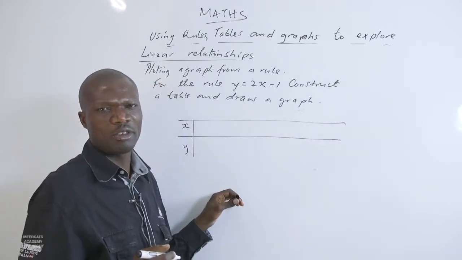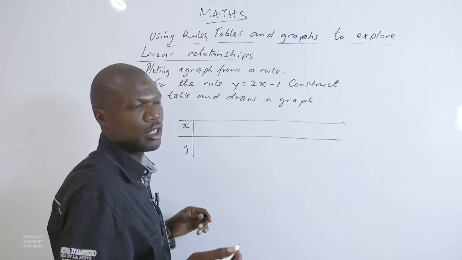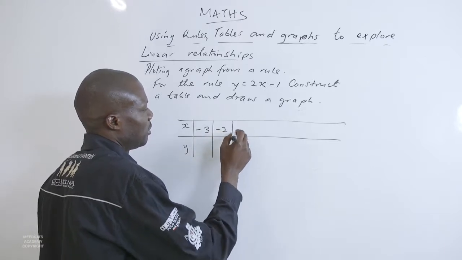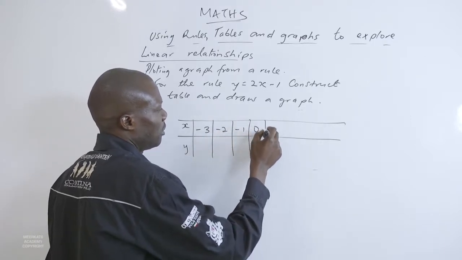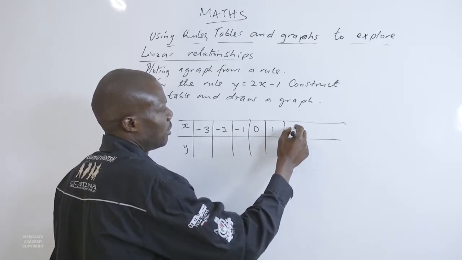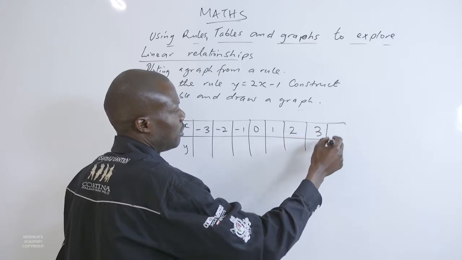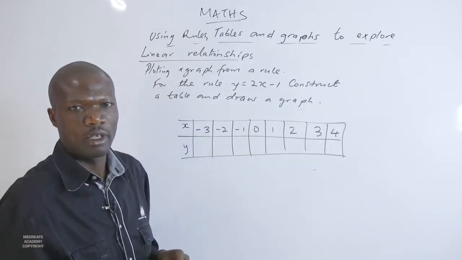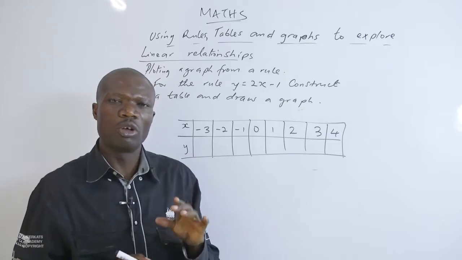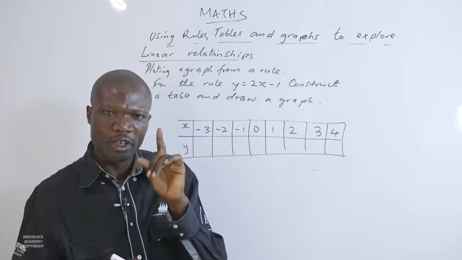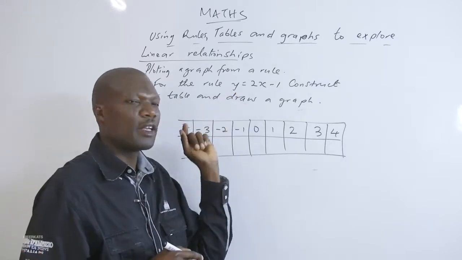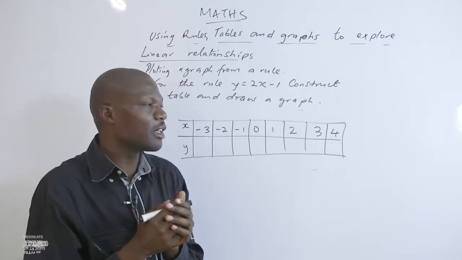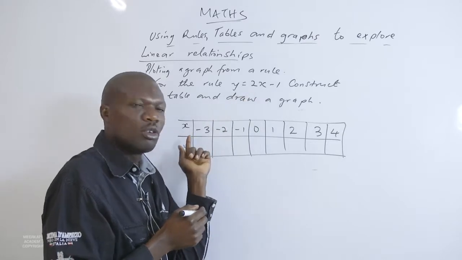Let us give it a range of -3 to +3. So when x is -3, -2, -1, 0, 1, 2, 3, and 4 if necessary. Now, to fill this table, we must follow the rule, and the rule is y is equals to 2x minus 1. So when we start substituting at any given interval where we have x, we shall go step by step.